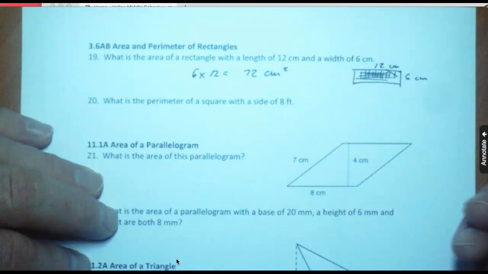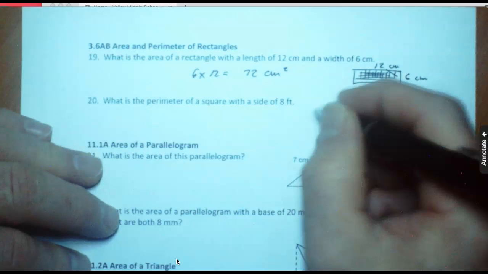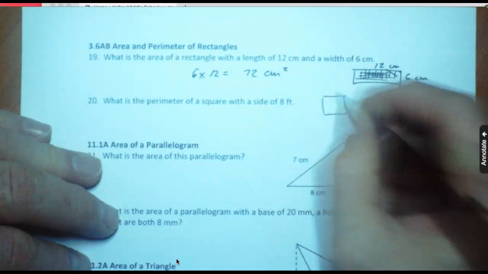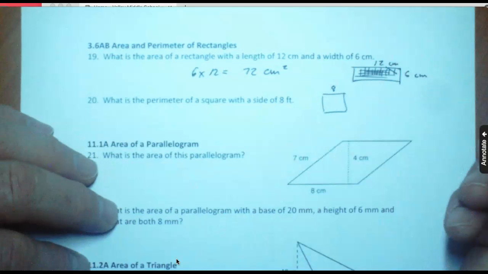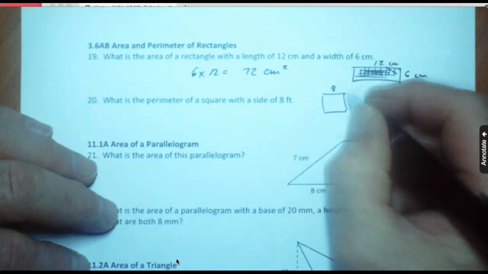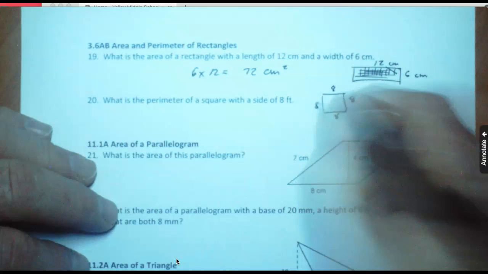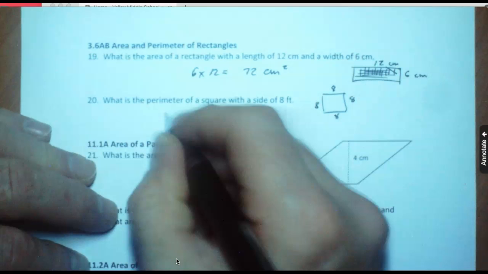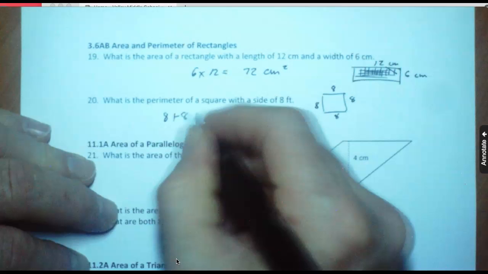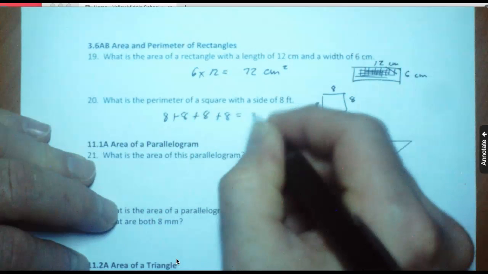Okay, next one is, what is the perimeter of a square that has a side of 8? Well, if it has a side of 8, that means all sides are 8, right? Because it's a square, so the perimeter will be 8 plus 8 plus 8 plus 8, or 32.